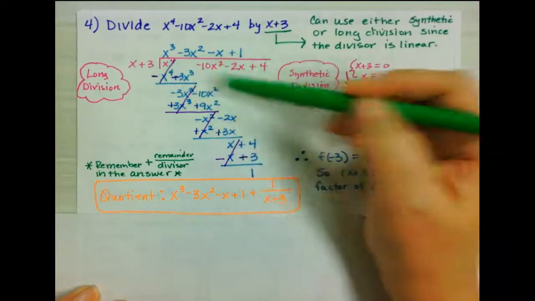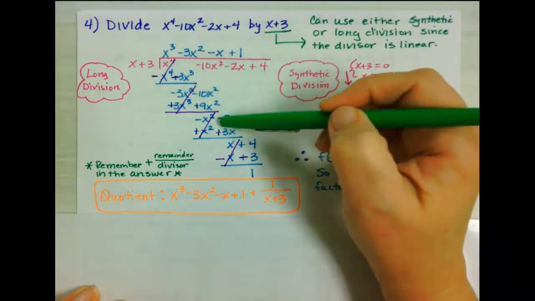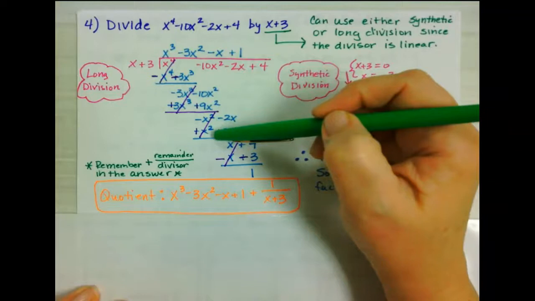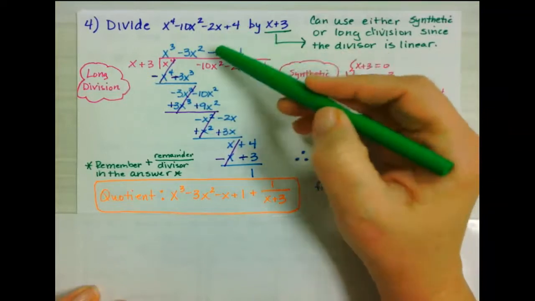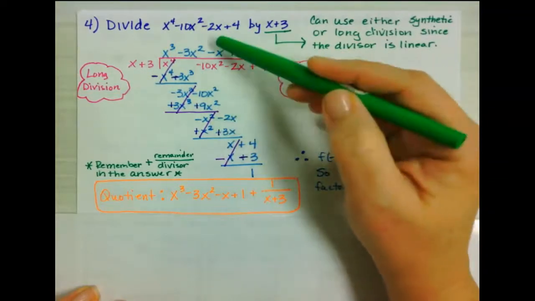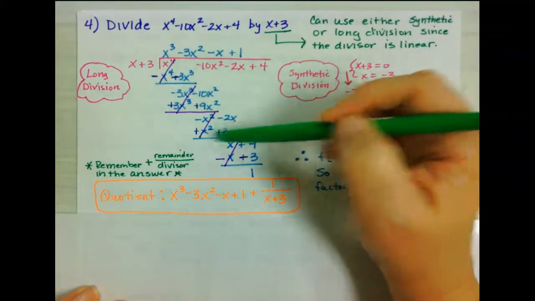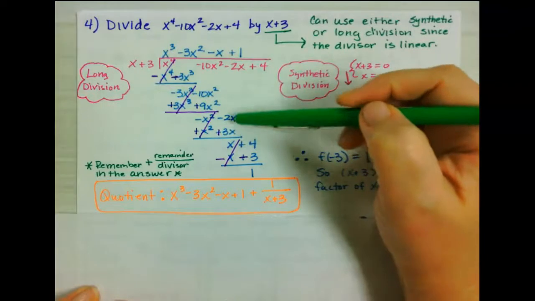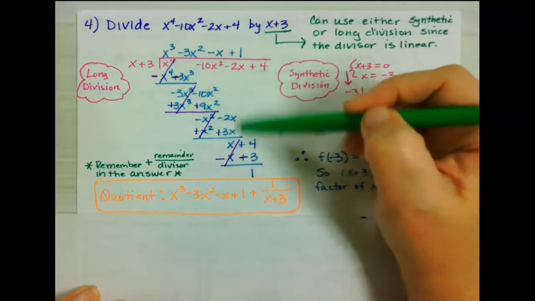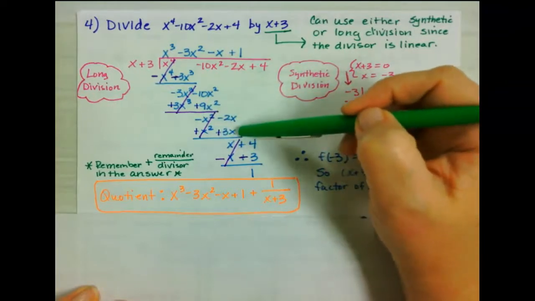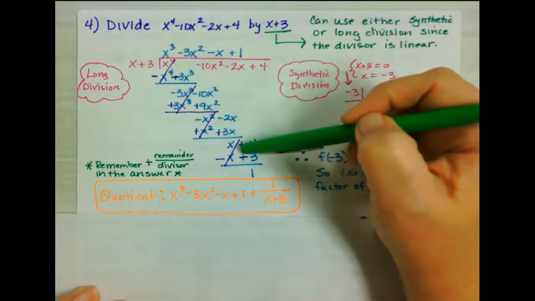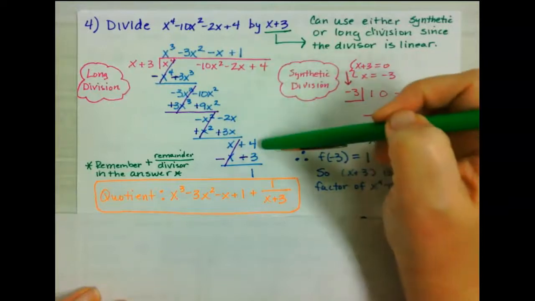What times x gives me negative x squared? It gives me negative x, right? So x times x gives me x squared. X times 3 gives me 3x. We change the sign because we multiply everything through, and then when we put it together, I have positive 3x, negative 2x, which gives me 1 positive x. And I bring down the number.